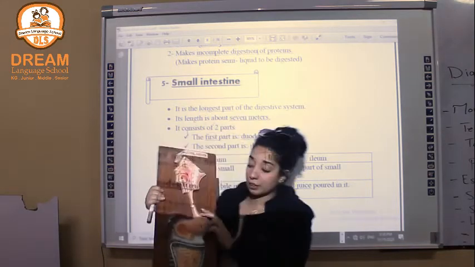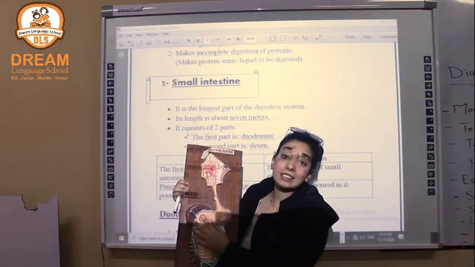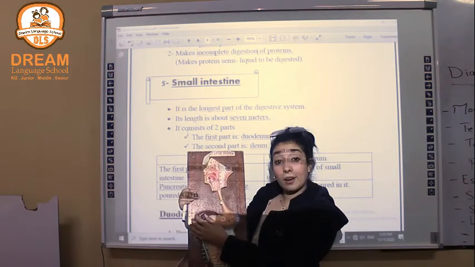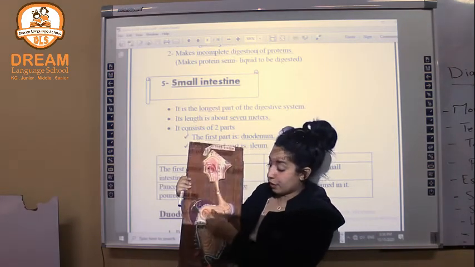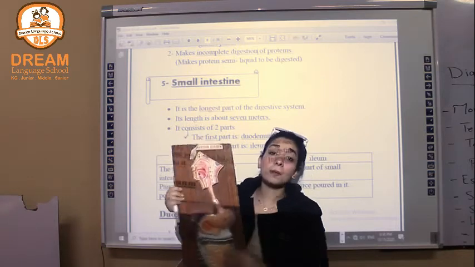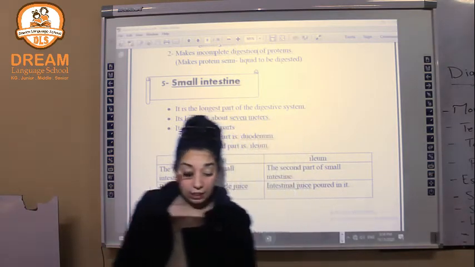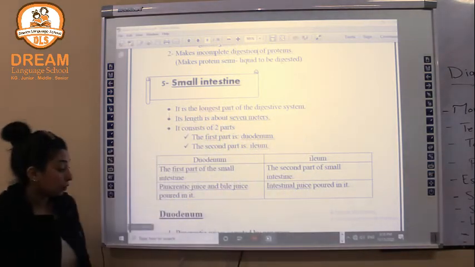I told you that the liver and pancreas are the assistants, the supplementary organs. So now it is the role of the liver and the pancreas to help with the duodenum. So what does the liver do and what does the pancreas do? I want you to look at this.